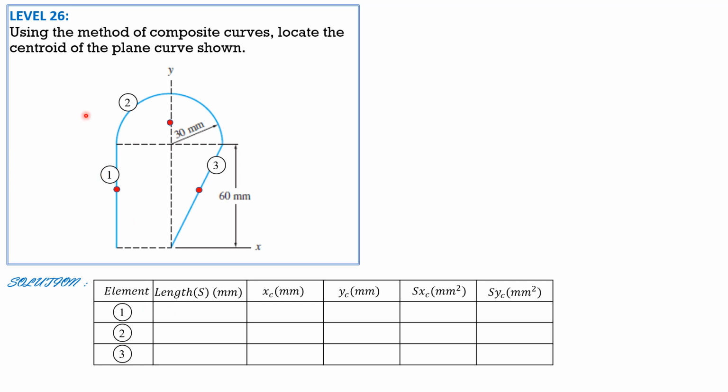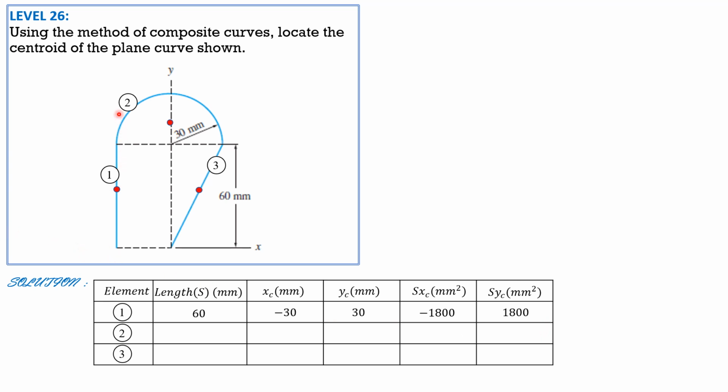For element 1, the length is 60 mm, this length here. Its barred x is here. Since this is the y and the x-axis, it is 30 mm to the left of the y-axis, so it's negative 30. The y sub c is above, so half of 60, so it is positive 30 mm. 60 times negative 30, negative 1800, 60 times positive 30, 1800 mm squared.